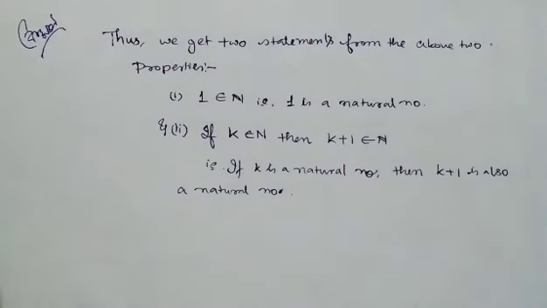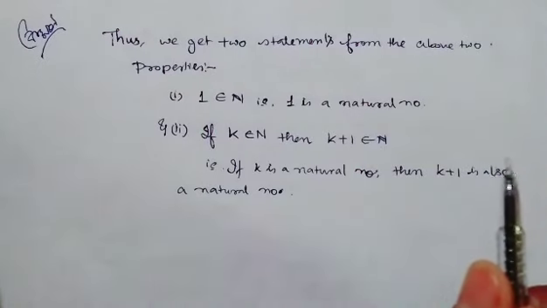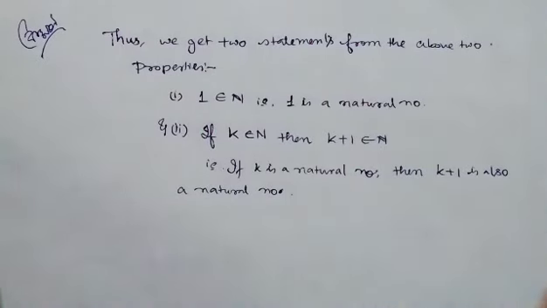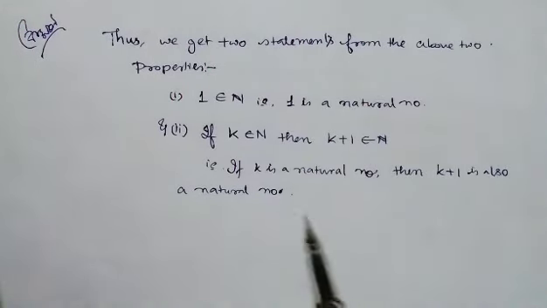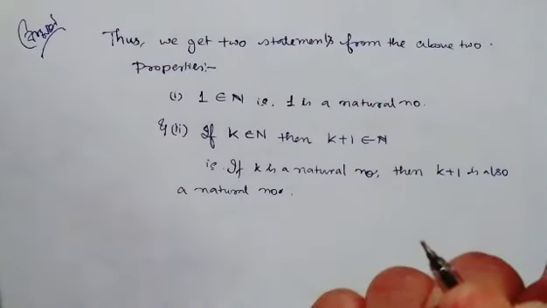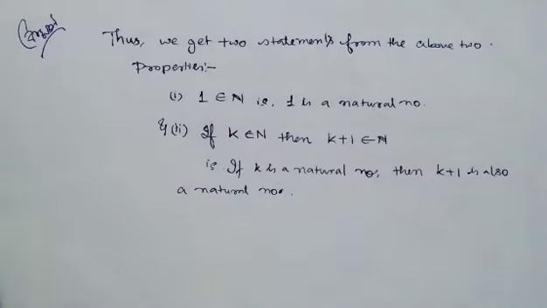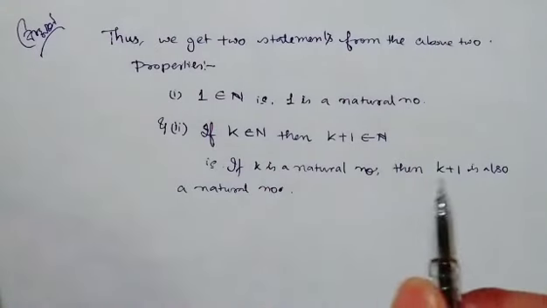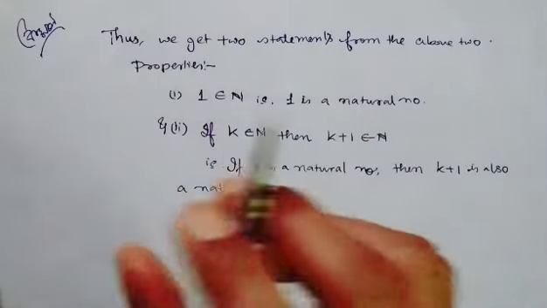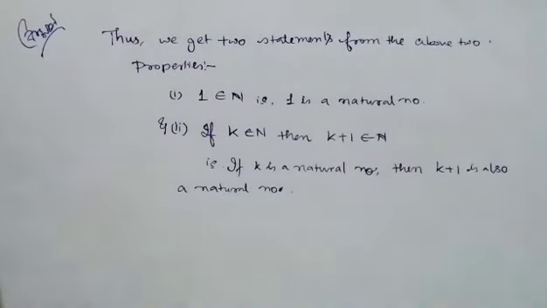So we get two important statements from the above two properties: that 1 is the least natural number, that is, 1 is a natural number, and if we consider any natural number k, then k plus 1 will also be a natural number. These two important properties help us obtain the set of natural numbers, and we can define the natural number set with these two properties. We will use these two properties in obtaining various formulas, and we will prove various formulas using them.